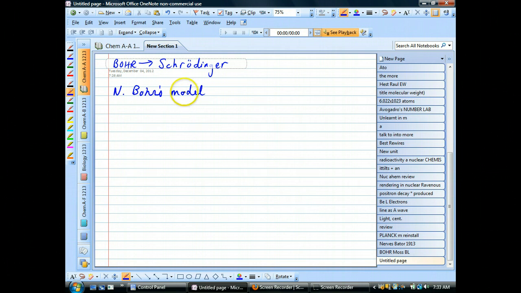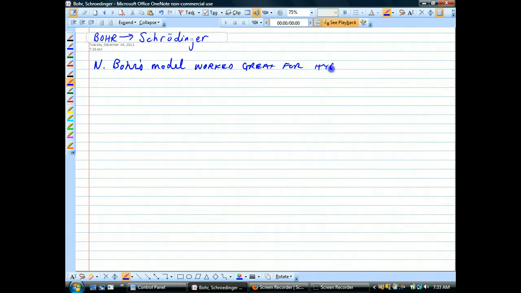The problem was his model worked great for the element hydrogen only. So it worked great for hydrogen. It failed for helium and above. So they realized, even though he had this great model that worked great for predicting the wavelengths given off by hydrogen, it didn't work for larger atoms, so there were major issues. Okay? And there were other questions too.